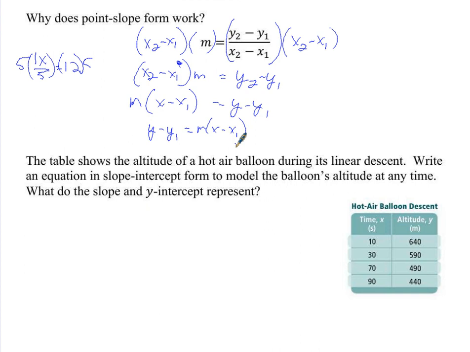Okay? So that is why point-slope form works. It actually is the slope equation, just in a different format. You're just looking at the slope equation in a slightly different way.